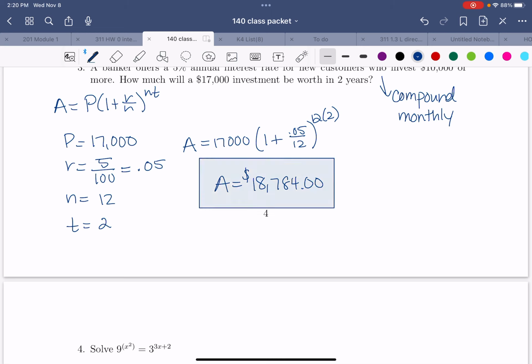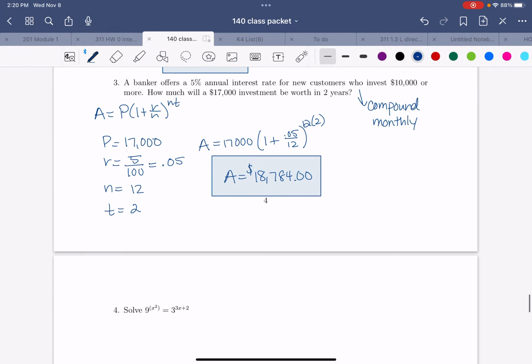So in those 2 years, you gained almost $2,000, $1,700. Okay.